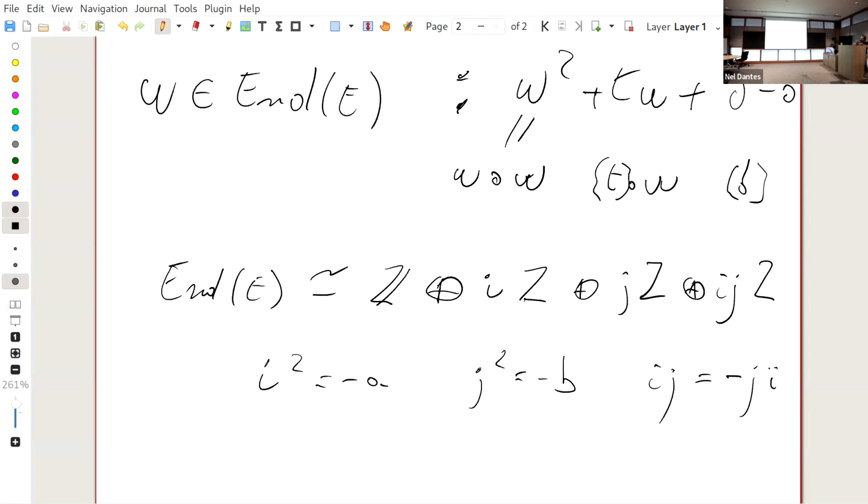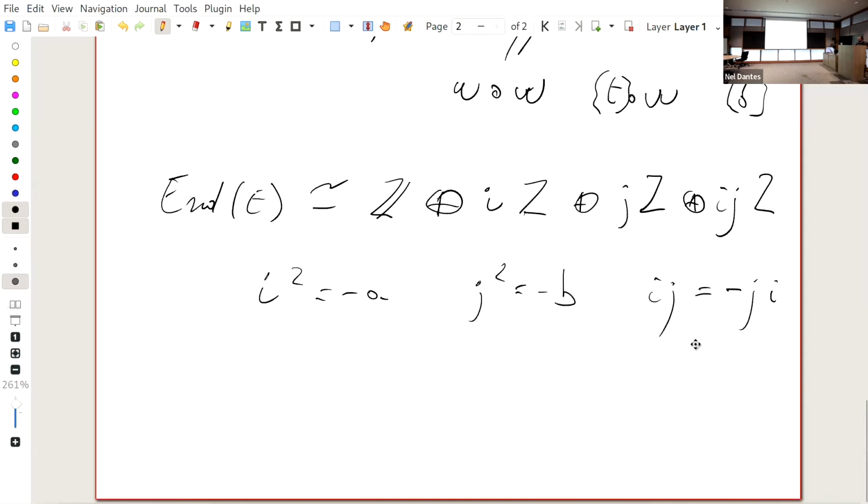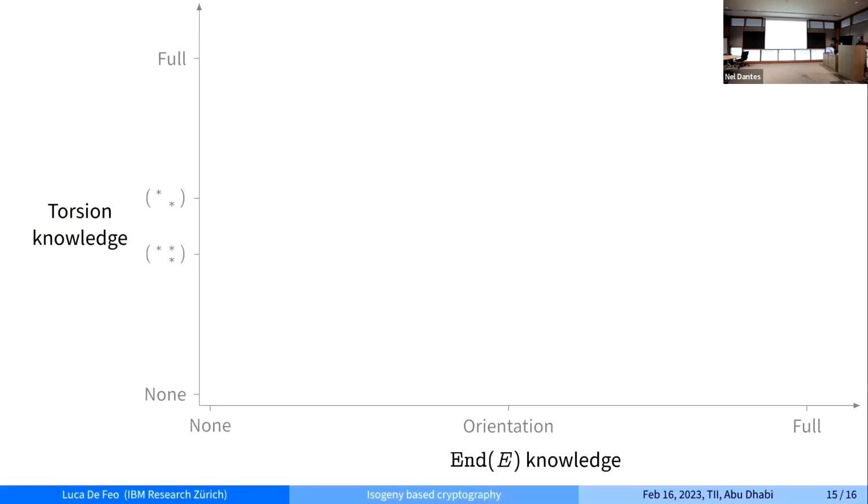And so the x-axis, my endomorphism ring knowledge, is explaining how much I know about the endomorphism ring of my elliptic curve. I always know that the endomorphism ring of my elliptic curve will contain something like Z, will contain the integers, will contain this part. Okay, so now if I go back here, this is what I mean by non-information. If all the information I have is that Z is contained in the endomorphism ring, well, this is trivial information. This is what I mean by non.